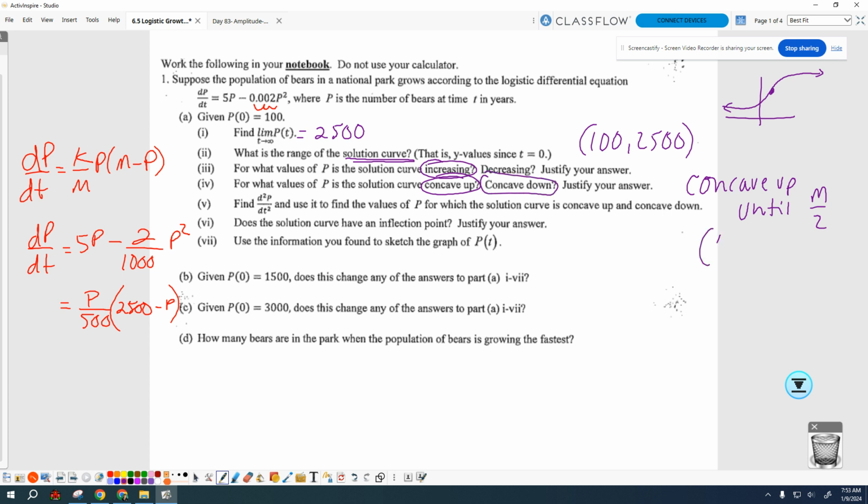So concave up 100 to 1250, and it's concave down 1250 to 2500. The justify your answer, that was asking you to do the double derivative. I showed you guys that once yesterday. You might want to try it on your own to make sure that you get the same answers.